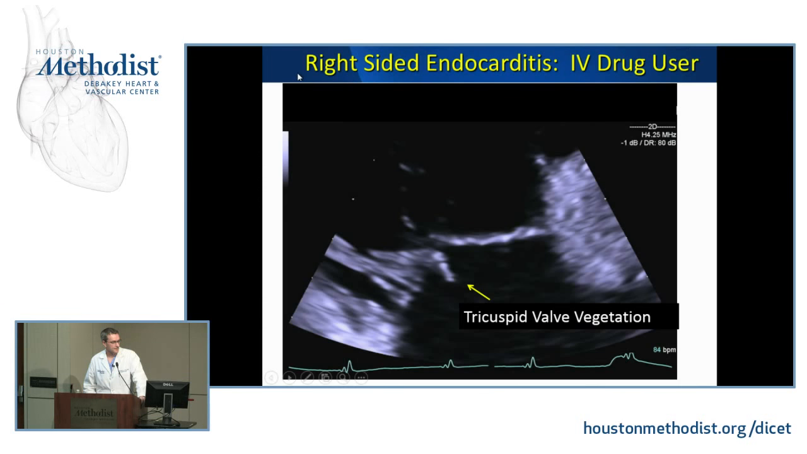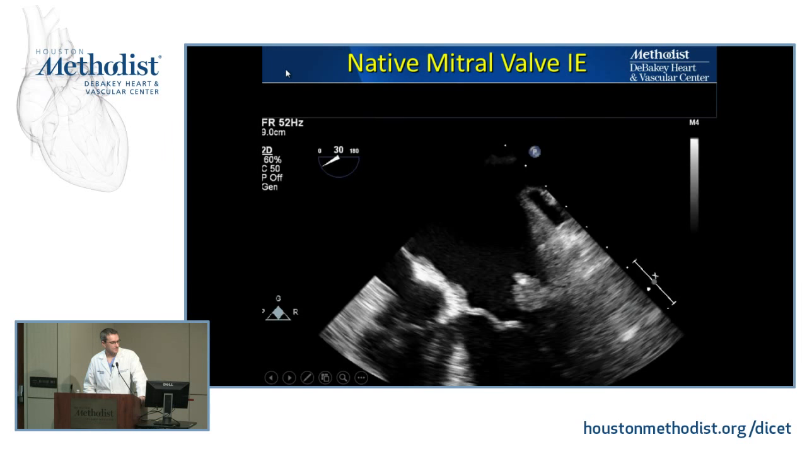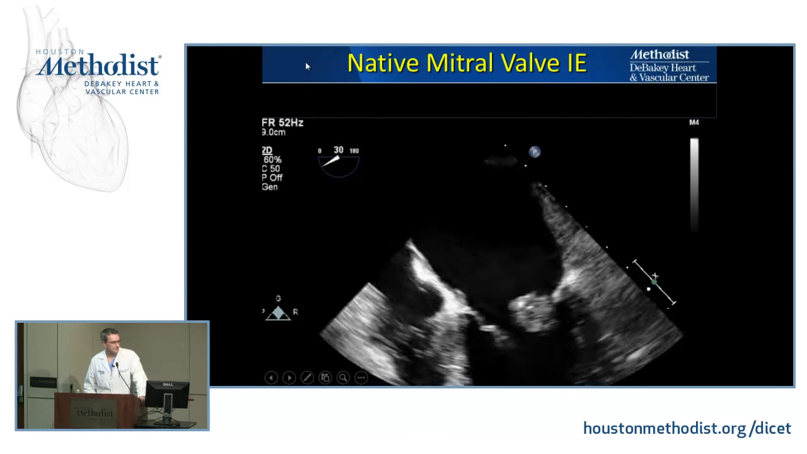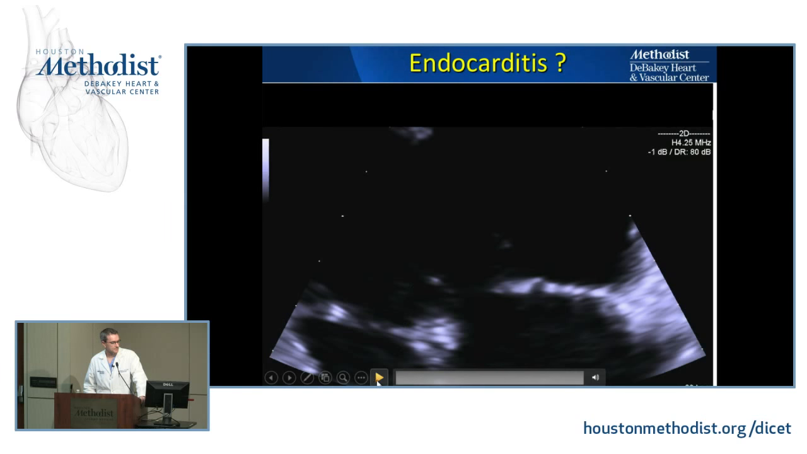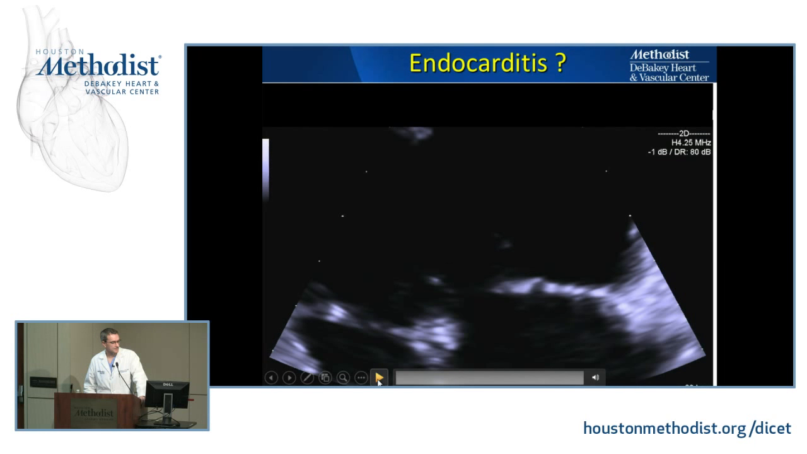All right. Let's see here. Yeah, what is this doing here? I don't know why this one works. The next one doesn't work. I don't know why that is. Okay, well, this was another example of a tricuspid mass. There's the veggie. I don't know why that one doesn't work.